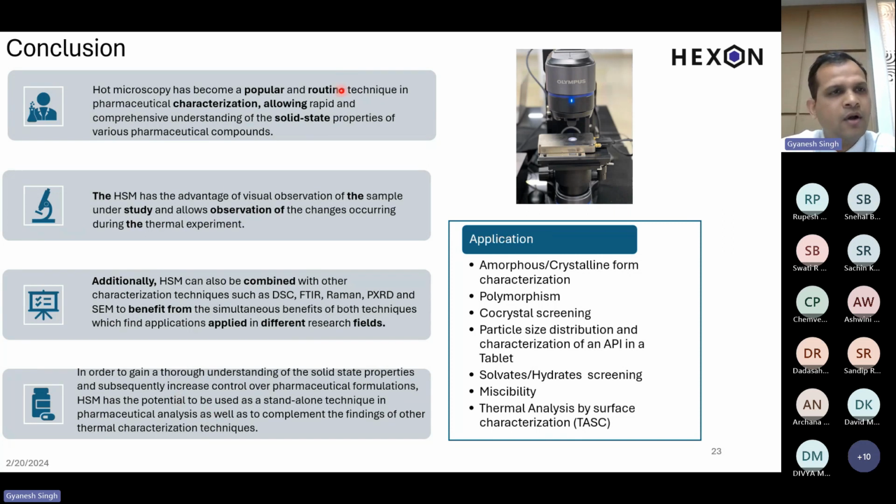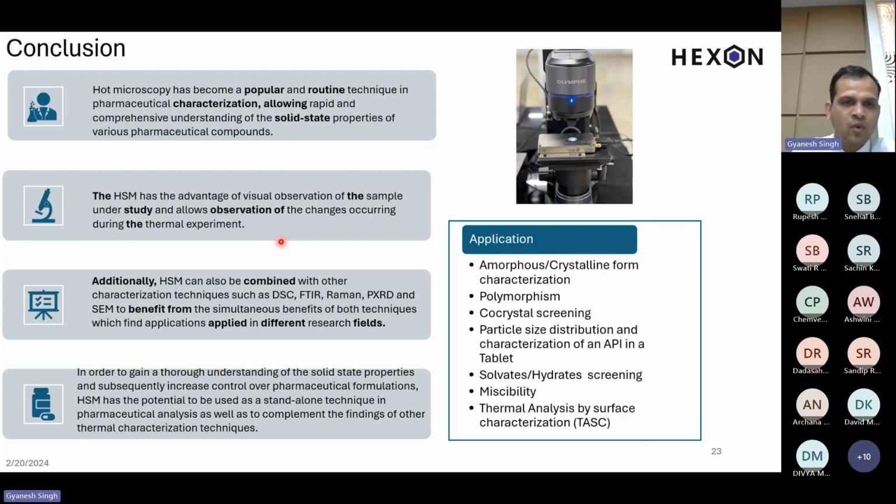So just to conclude, these are the applications which we covered: amorphous and crystalline form characterization, polymorphism, co-crystal screening, particle size distribution and characterization of an API in a tablet, solvate and hydrate screening, miscibility, and thermal analysis by surface characterization (TASC). In conclusion, hot stage microscopy has become a popular and routine technique in pharmaceutical characterization. It is quite rapid for understanding the solid state properties of various pharmaceutical compounds.